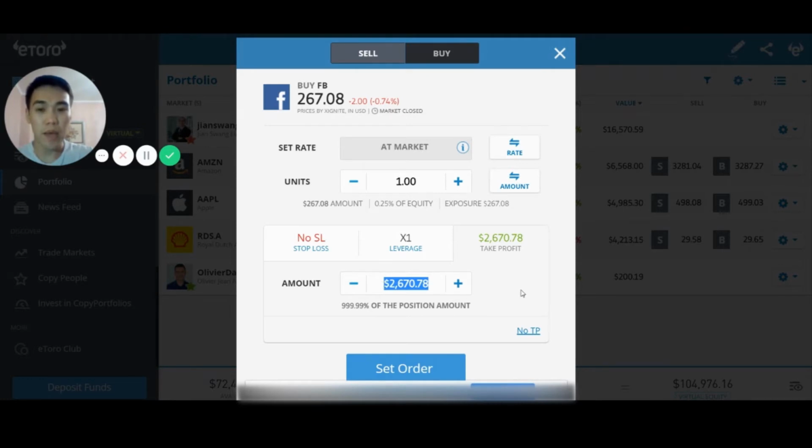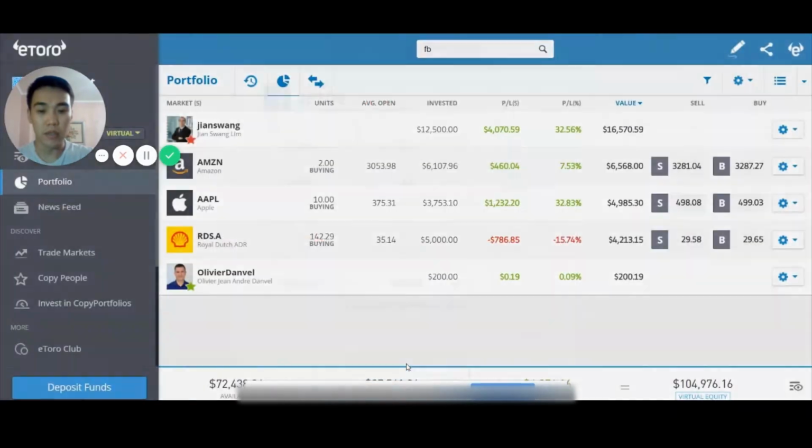and we just put an amount. Let's put that when the amount rises by $40, we want to take profit. It means that when the stock price increases by 14.98% of the position amount, it will take profit. And we just click set order.